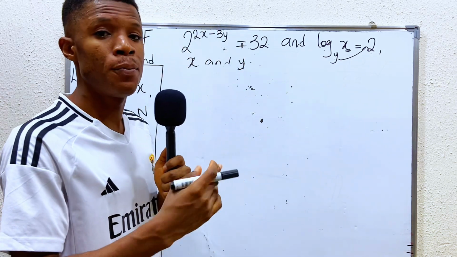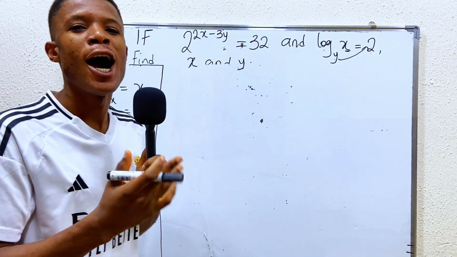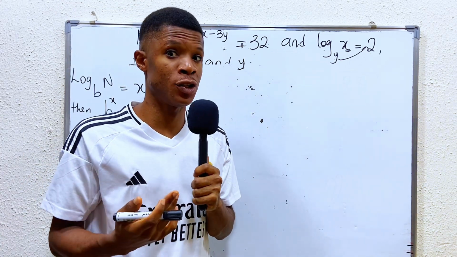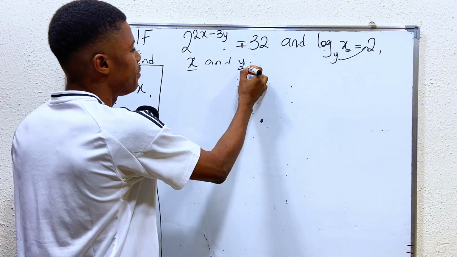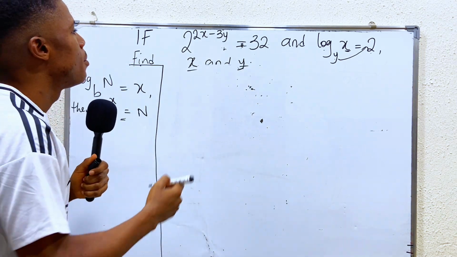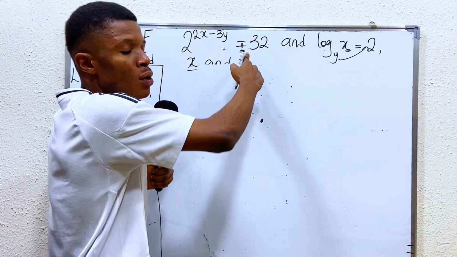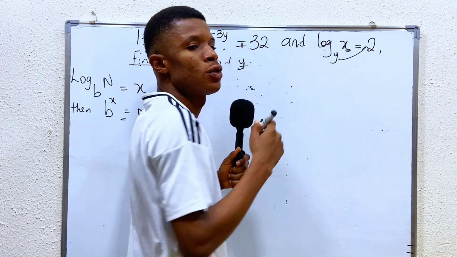So here, this is a problem that involves logarithm and what? Exponent. And you know that logarithm and exponents have a very big relationship. So you can see that our goal is to find x and find what? Y. But here we have 2 power 2x minus 3y is equals to 32, and log of base y of x is equals to 2.